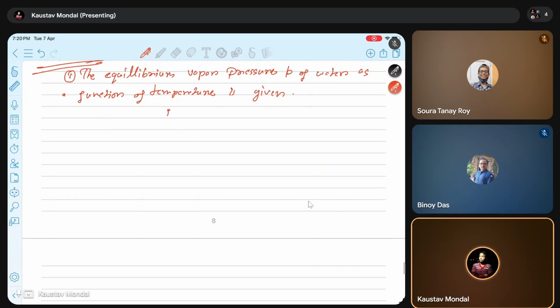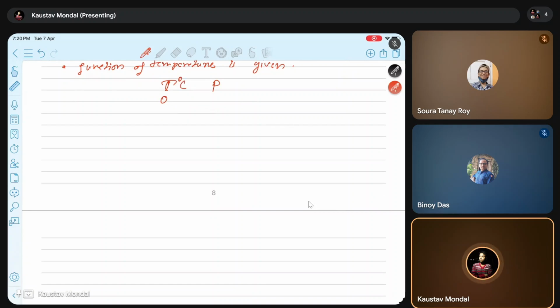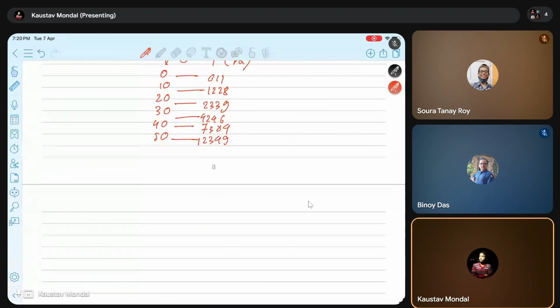The table looks like this. One is the T axis and the other is the P axis. T is in degrees centigrade and pressure is in Pascal. T is 0, 10, 20, 30, 40, 50, and the corresponding pressures are 611, 1228, 2339, 4246, 7384, and 12349.